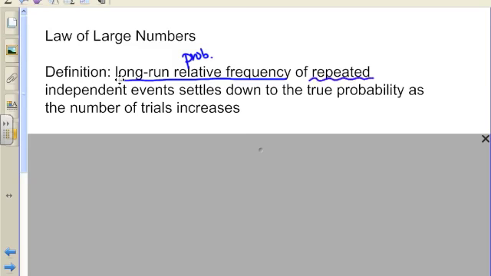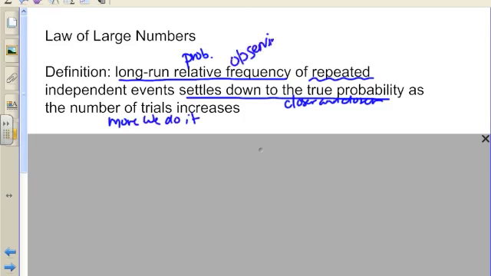It settles down to the true probability. So it's going to get closer and closer and closer as the number of trials increases. So the more we do it, the probability we observe when we do something over and over again gets closer to the true probability as we do it more often.